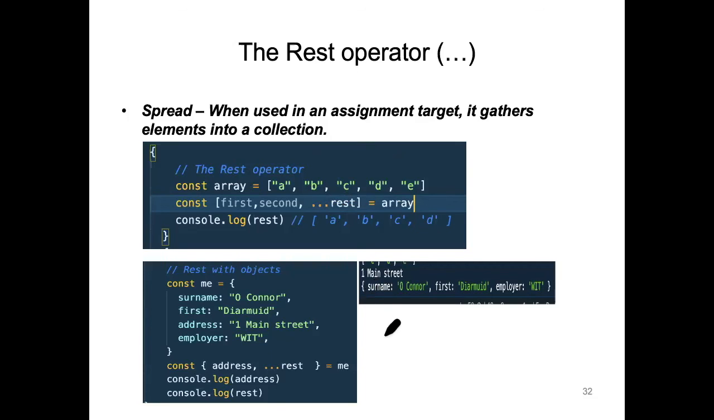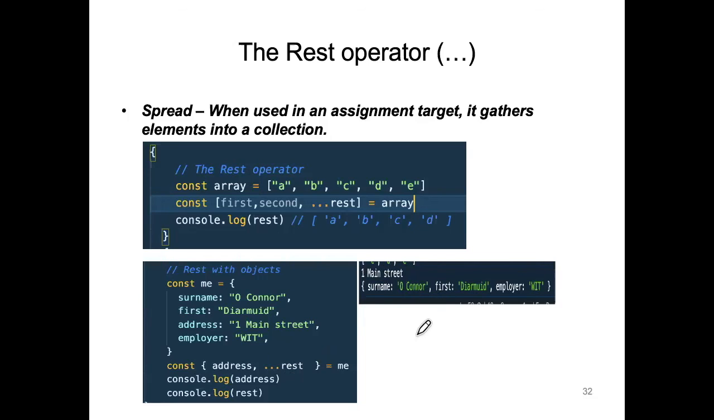Did I get this one right? Let's see. Console.log of rest. I think I did. Yeah, so this is the rest object, and this console.log generated this here. Did I get it right? I did, yeah.